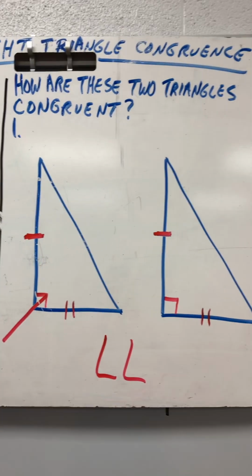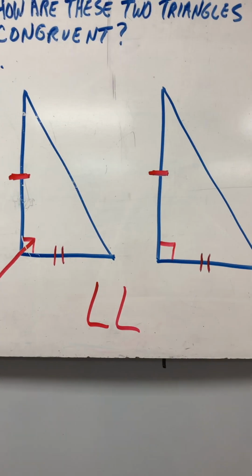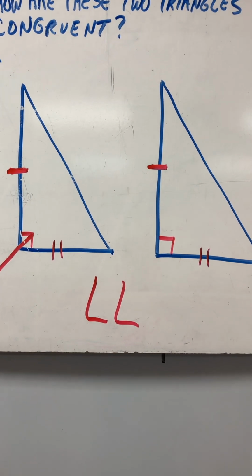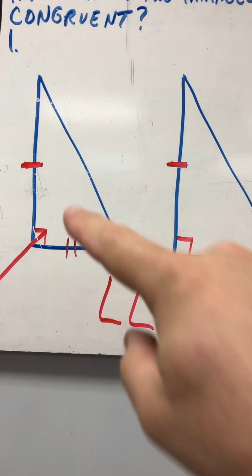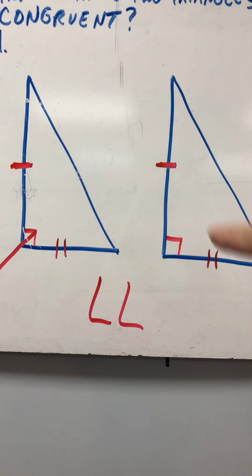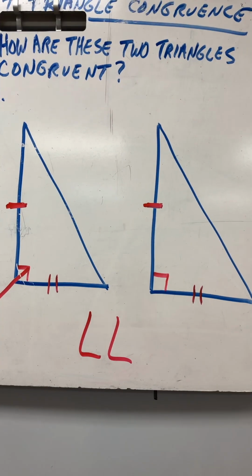All right. So the question is, how are these two triangles congruent? Well, we don't include the right angle in our answer ever. So it's just part of the triangle at this point. So this is a leg and this is a leg. These two legs are congruent to these two legs, so we call it leg, LL. That's it.